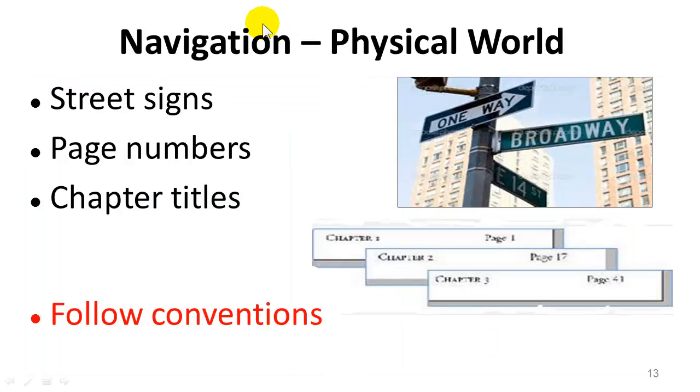We have navigation in the physical world. Street signs, page numbers in a book, chapter titles in a book. If you look, signs look the same, whether you're in New Jersey or California. Street signs usually have a similar look and feel. Page numbers, chapters, usually in the same place, or at least they're consistent. It is always a good idea to follow conventions that have already been established. Breaking conventions can be useful, but more often than not, users are already accustomed to conventions and it helps them to understand.